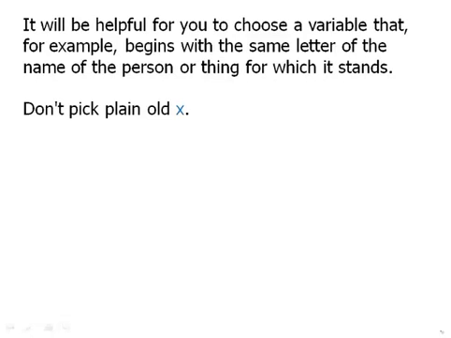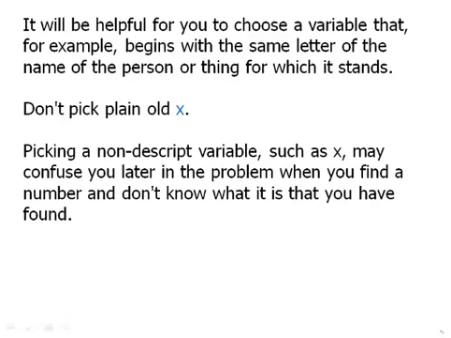Don't pick plain old X. See, everyone, when they start doing algebra, they think it's a law. They have to use X for algebra. And X is not necessarily the best choice. Picking a nondescript variable such as X may confuse you later in the problem when you find you have a number and you don't know what it is that you have found. And this is the problem people run into on word problems all the time. They solve, they get a number, but then this number, what does it have to do with the words? What number have they actually found? That can be a frustrating thing, especially when you're working under time pressure.